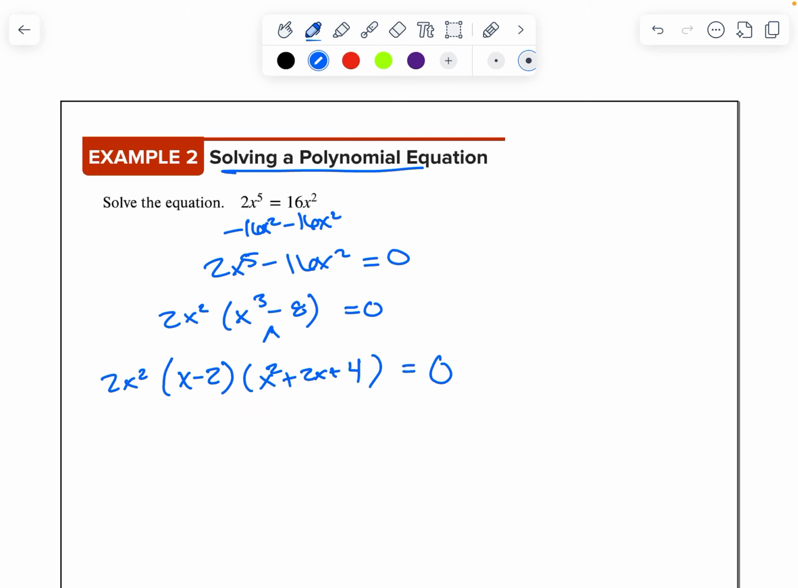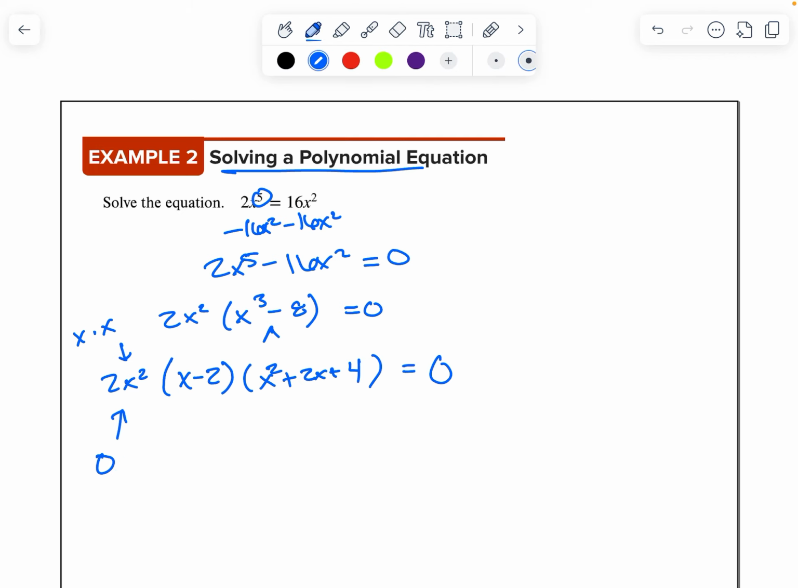Now to find our solutions, that would be a 0. We do want to have 5 solutions here, and actually this 0 counts twice because we have x squared, that's the same thing as x times x. So really we have 0 and 0. We have 2 zeros here, right?